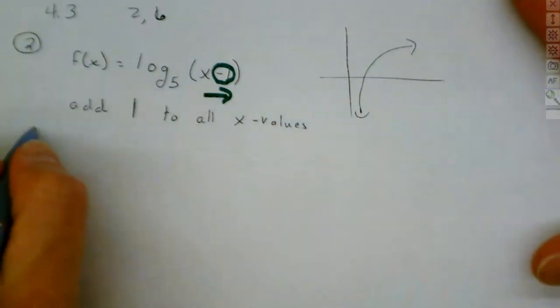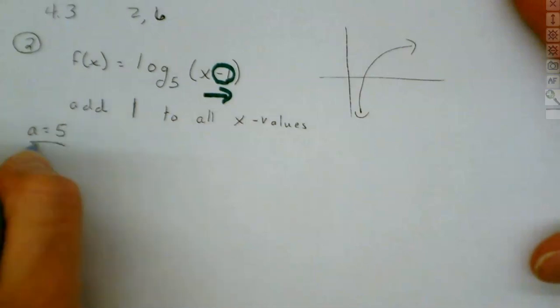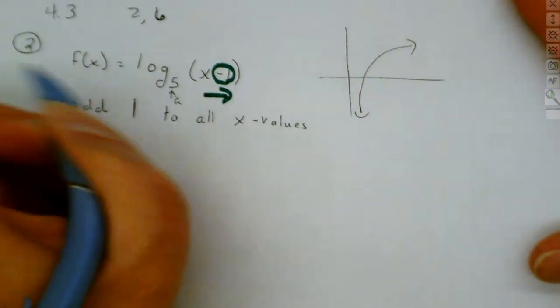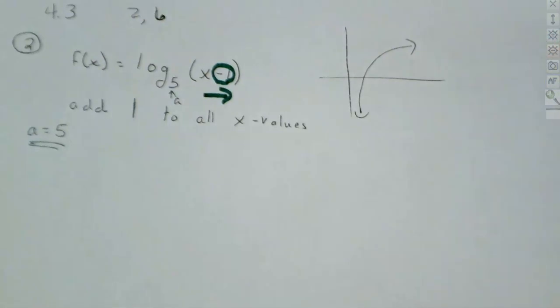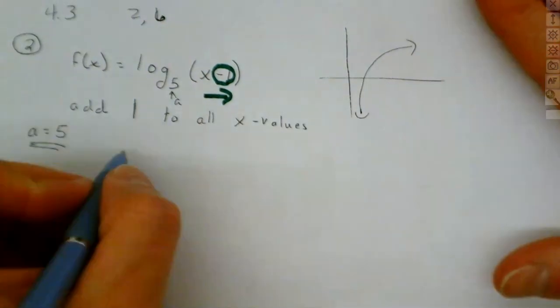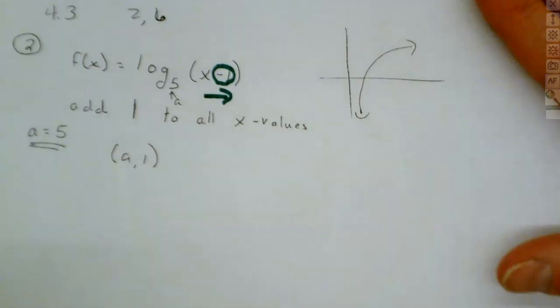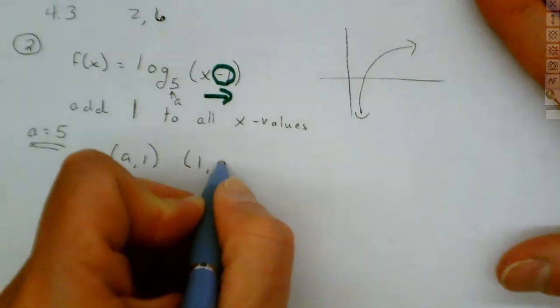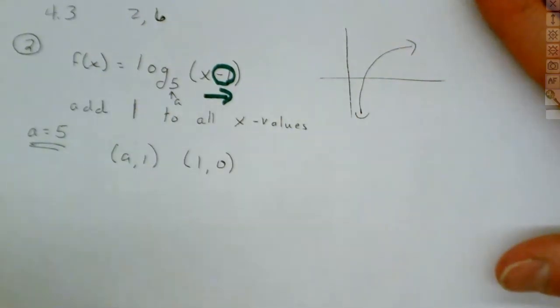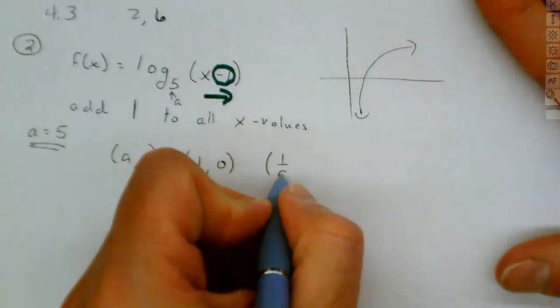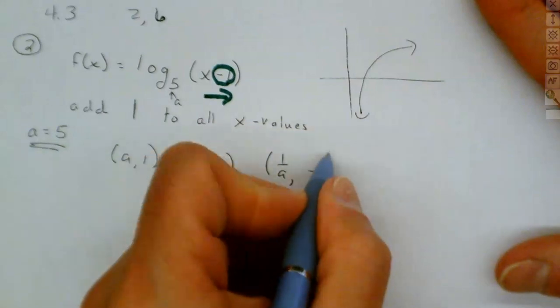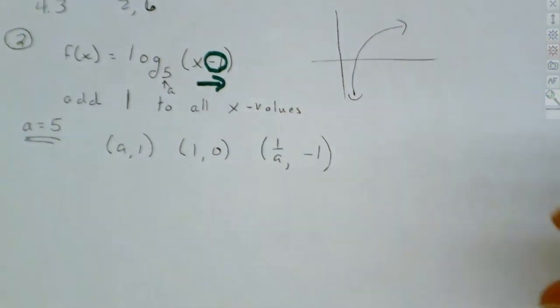And just so we know, what's our base? Our base, in this case, is 5, right? That is your A there. So that's your base of 5. Now, normally what we need are these points. We need A, comma 1. We need 1, comma 0. And we need 1 over A, comma minus 1. But what are we going to have to do to all of our x values? We're going to have to add 1 on, right? So we're going to have to add 1 to all of these.